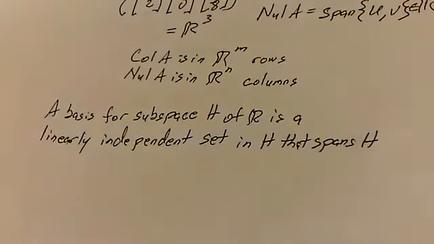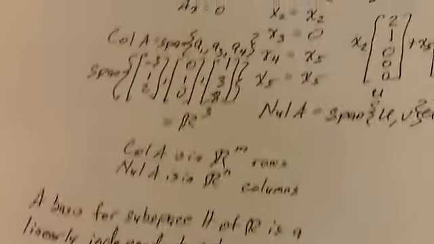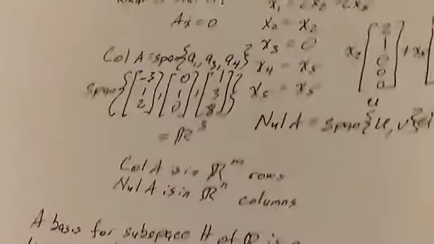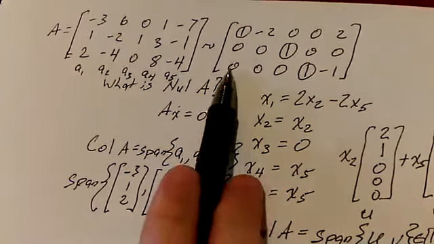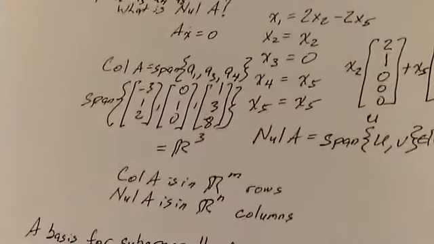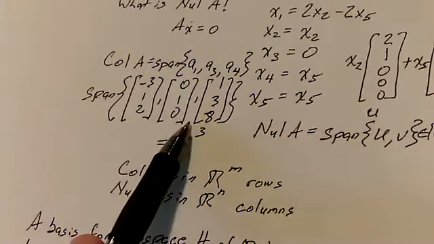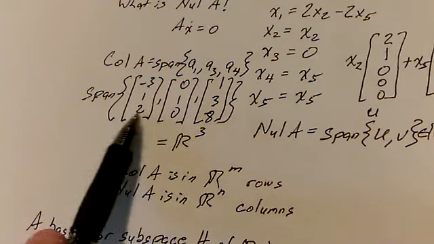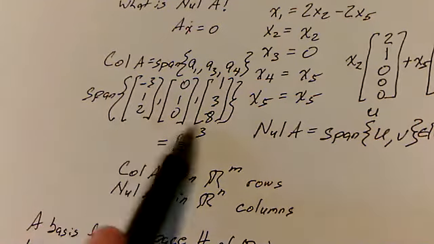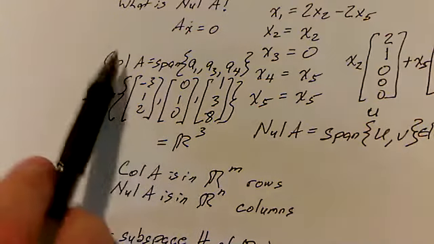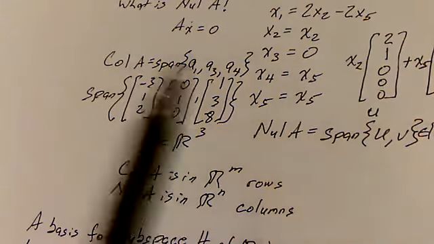So if I look back at my last problem here for A, these three vectors are linearly independent. We know because that is where those pivot columns were. The pivot columns are linearly independent. So these three vectors are in H. They are linearly independent. They span R3 because they're three-dimensional and I have three of them. So they form a basis for the column space and for R3.